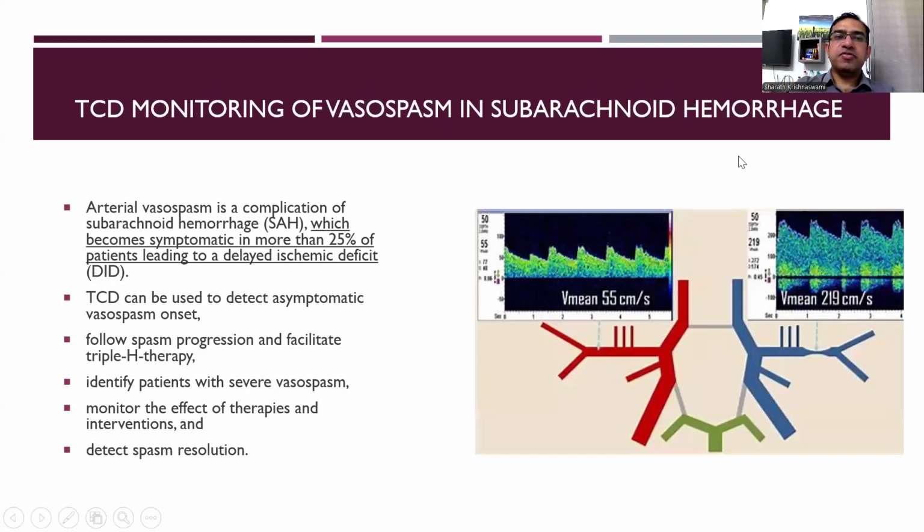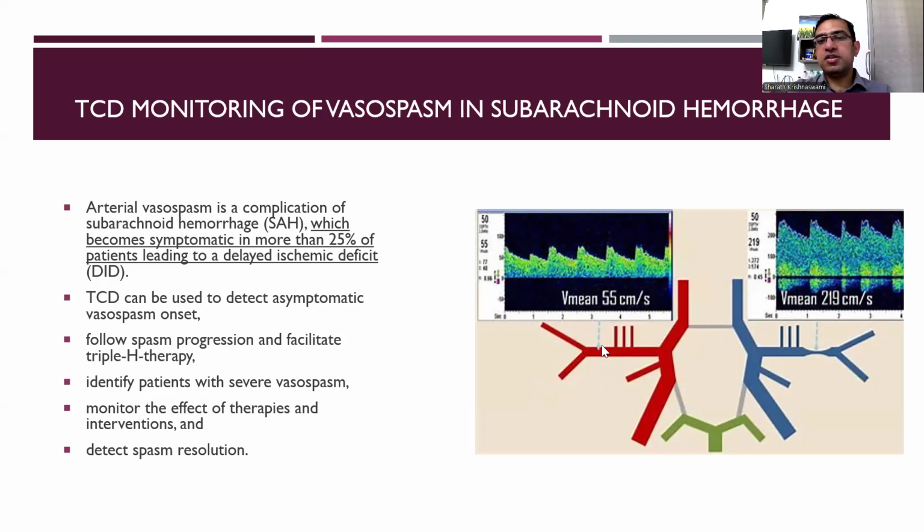Moving forward to identifying the presence of vasospasm in subarachnoid hemorrhage. A patient who has an aneurysm and a ruptured aneurysm may develop arterial vasospasm, and it may be symptomatic in more than 25% of the patients, leading to delayed ischemic deficit. So TCD can be used to detect asymptomatic vasospasm, helps in following the spasm progression, and to initiate treatment. The triple H treatment can be used to treat the patient with vasospasm. And it helps to monitor the effective therapies and to detect the resolution of the cerebral vasospasm.